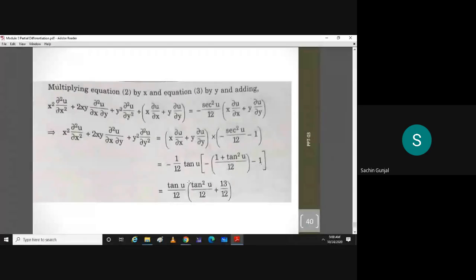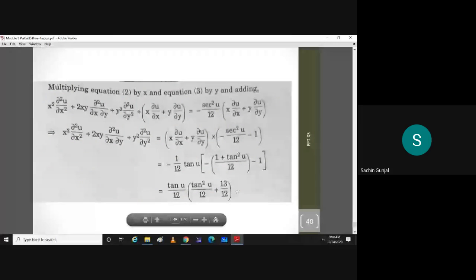Now if you cross multiply this 12, you will get minus 1 minus 12, that is minus 13, and this minus sign can be absorbed inside, or you can take this minus out, so that will become plus 1 by 12. So tan u by 12 into bracket tan square u upon 12 plus 13 by 12, which we want.